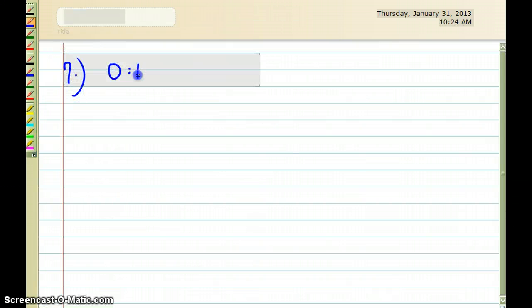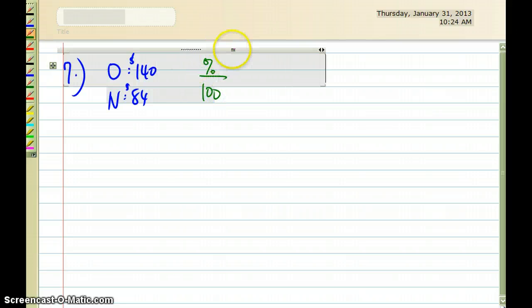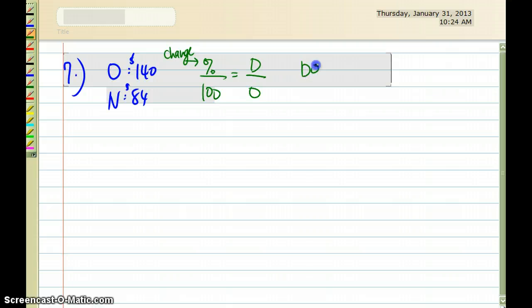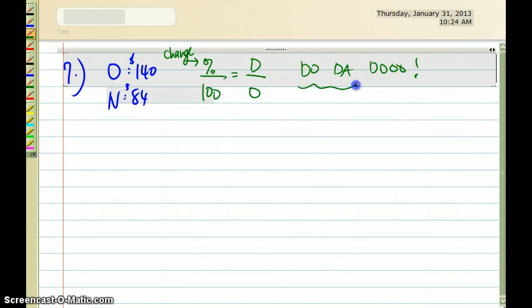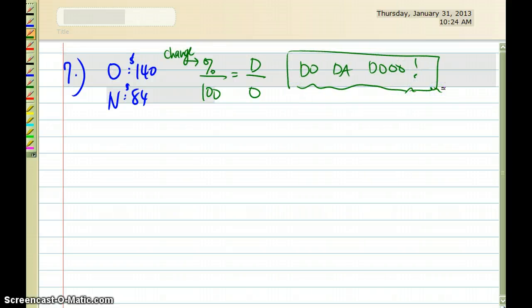my original was 140 and my new was $84. So the proportion that I should be using is percent over 100 because I am looking for a percent. Specifically, this percent is called a change percent. So then I have what is called the do. That's the little do. That's what we call it. And the do helps me to find the percent of change because the D stands for the difference, and the O stands for original.